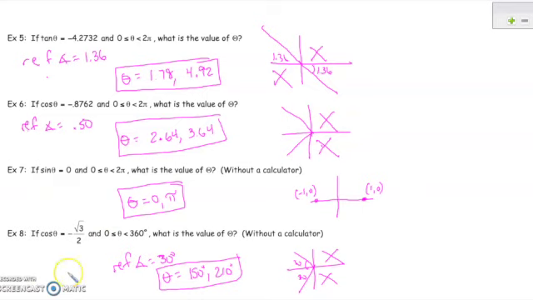And lastly, cosine theta equaling negative root 3 over 2. So the cosine of what angle is root 3 over 2? Go to a 30, 60, 90. Get your reference angle being 30. And those are your answers in quadrants 2 and 3. Okay? That's it. We're done.